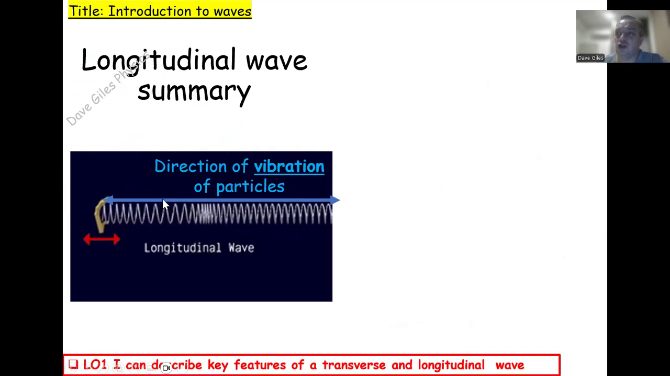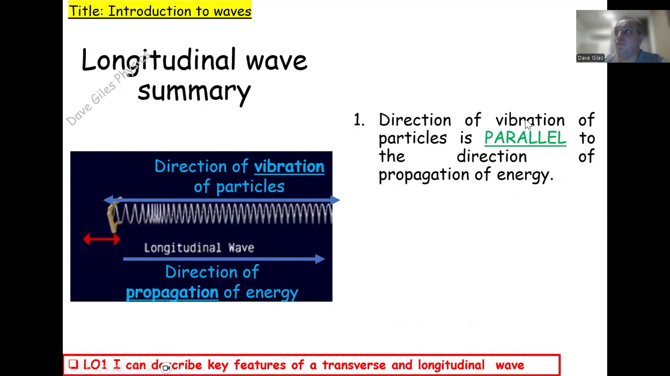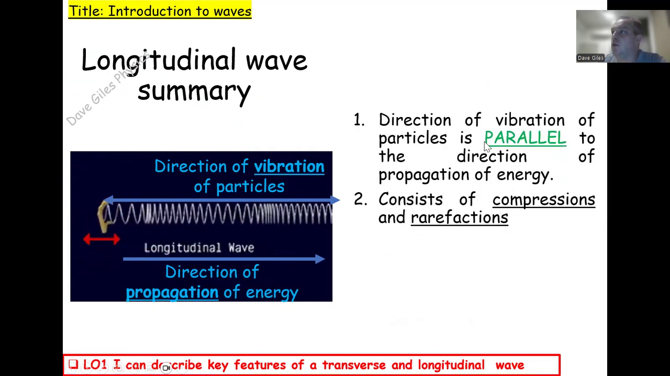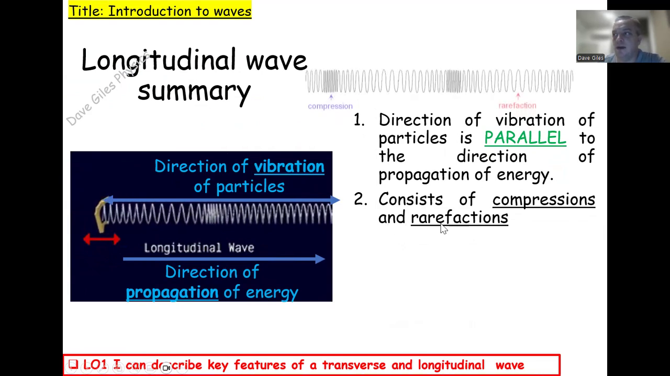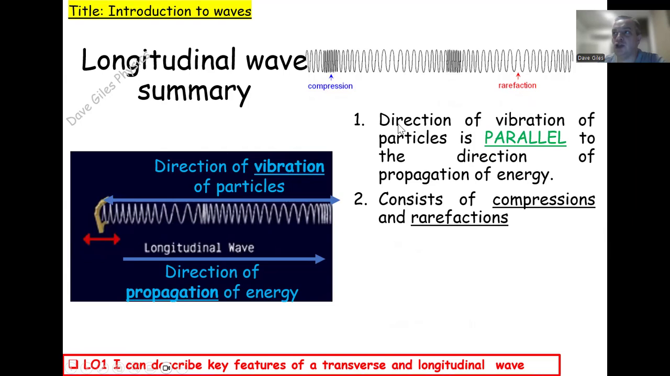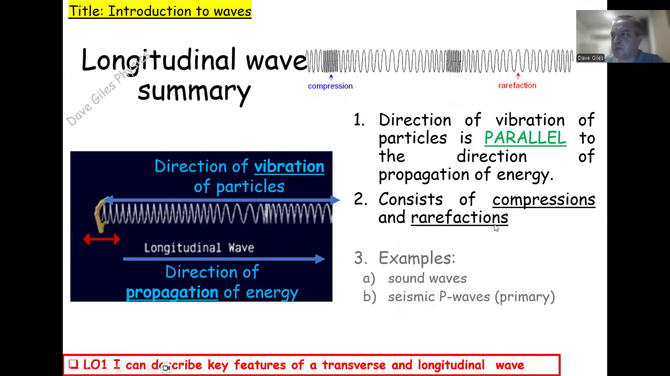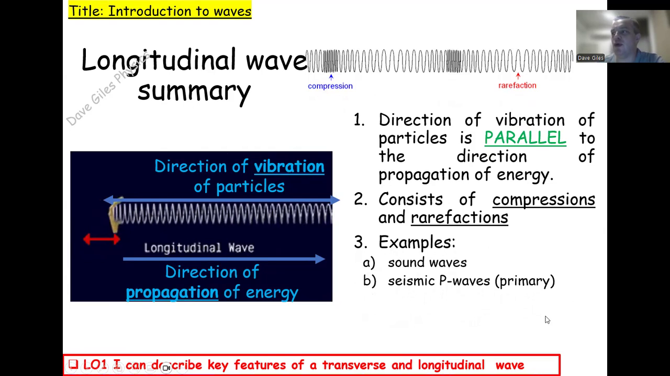So the summary of what they actually do: the direction of vibration of particles is the same as the direction of propagation of energy transfer. Okay. So we can say the direction of vibration of particles is parallel to the direction of propagation of energy, and it consists of compressions and rarefactions. Compression here, and it's the rarefaction, which this one here might possibly be something like a slinky. You might do an experiment in school with a slinky where you push one end forward and you can see the wave moving along. And the examples are sound waves and seismic P waves, with P standing for primary.